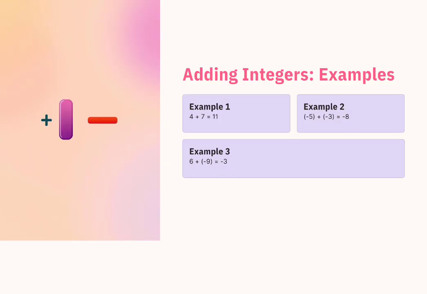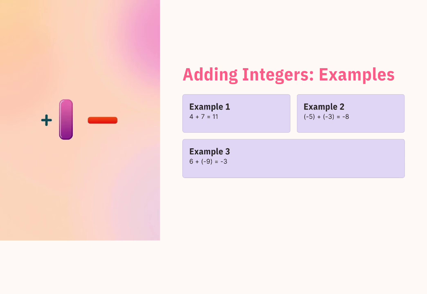Next, adding integers examples. Example 1, 4 plus 7 equals 11. Start at 4 on the number line and move 7 units to the right. The final position is 11. Example 2, -5 plus -3 equals -8. Start at -5 on the number line and move 3 units to the left. The final position is -8.